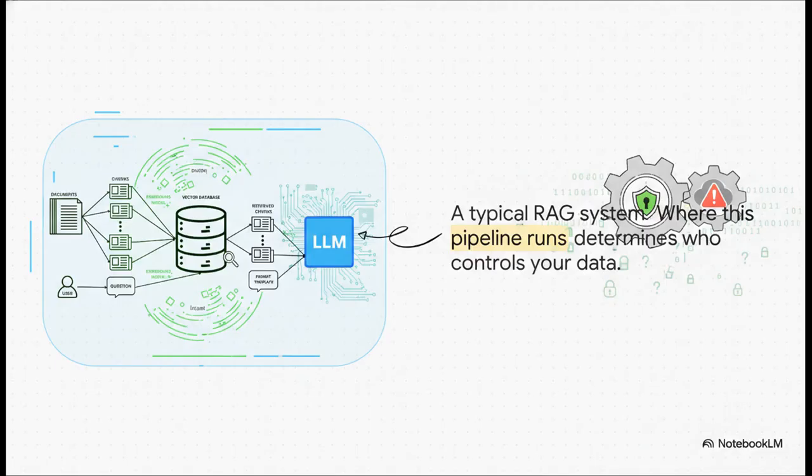So this is basically how it works. The system takes your documents, chops them up into little pieces, and turns each piece into a kind of numerical fingerprint. Then, when you ask a question, it quickly finds the most relevant fingerprints, grabs the original text chunks, and hands them over to the AI along with your question. But here's the absolute most important part of this whole thing. Where all of this happens. That's what decides who's really in control of your private information.